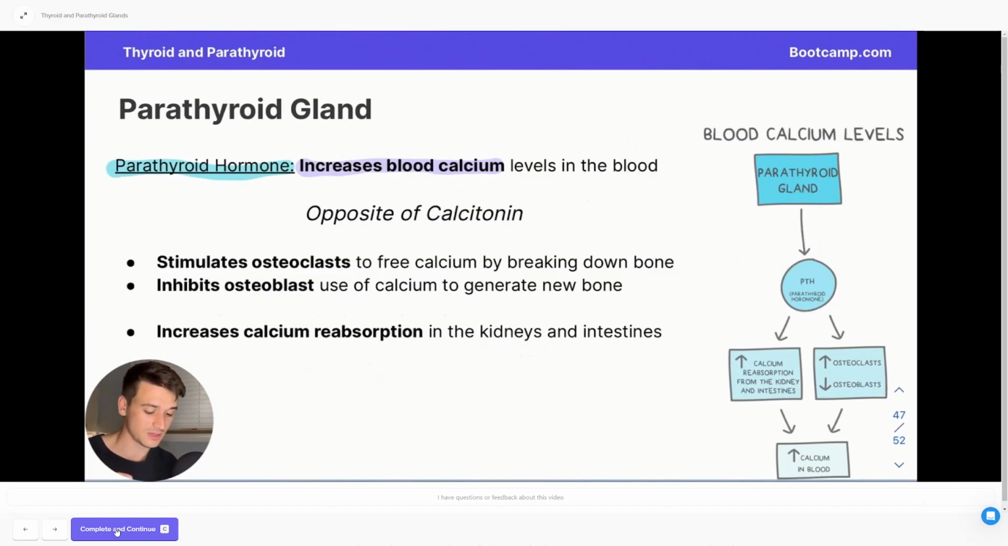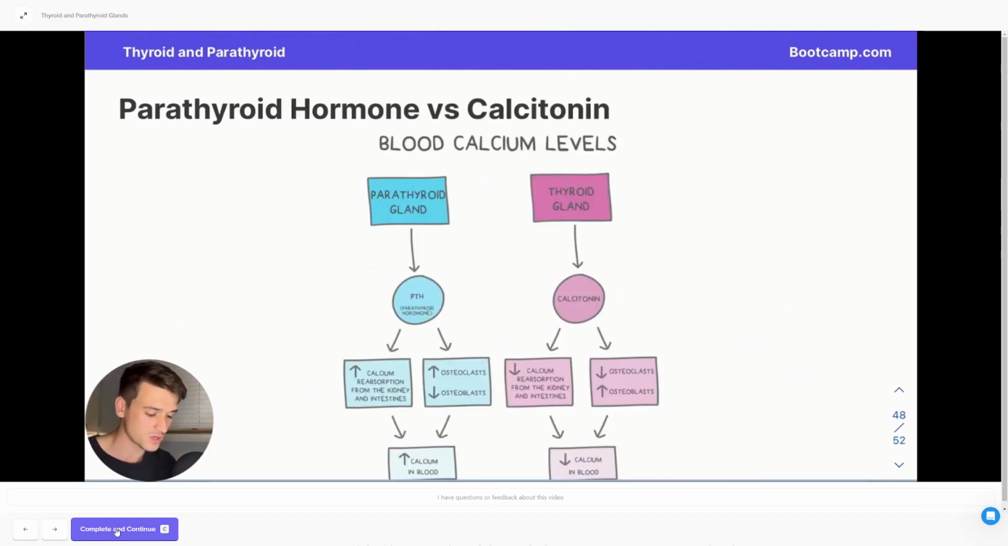We're going to stimulate osteoclasts instead of osteoblasts, breaking down bone and releasing free calcium. We're going to inhibit the osteoblasts, so we're not taking any of that free calcium and putting it into new bone. And we're going to increase calcium reabsorption in both the kidneys and the intestines. And so here we have a visual example where we can see both pathways, and you can really start to appreciate how both parathyroid hormone and calcitonin do the exact opposite things.